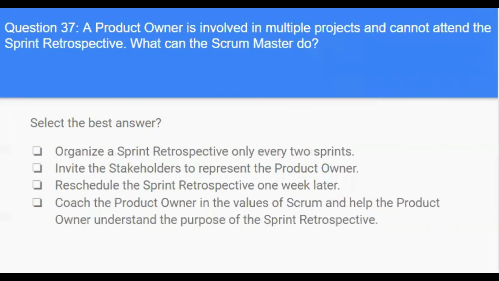Next question. A product owner is involved in multiple projects and cannot attend the sprint retrospective. What can the Scrum Master do? Options. First, organize a sprint retrospective only every 2 sprints. Second, invite the stakeholders to represent the product owner. Third, schedule the sprint retrospective 1 week later. Fourth, coach the product owner in the value of Scrum and help the product owner understand the purpose of the sprint retrospective.